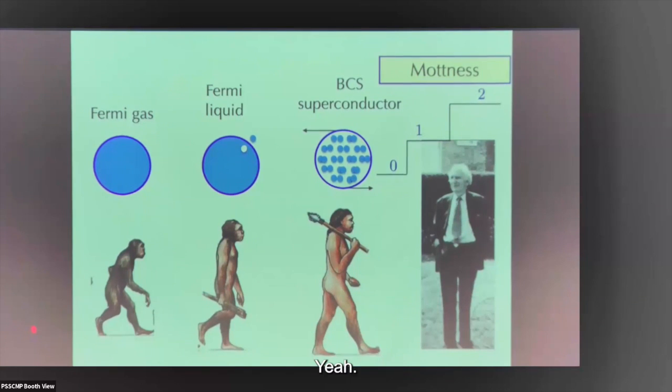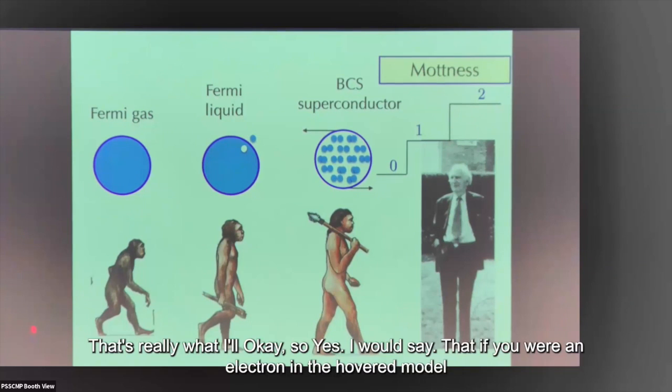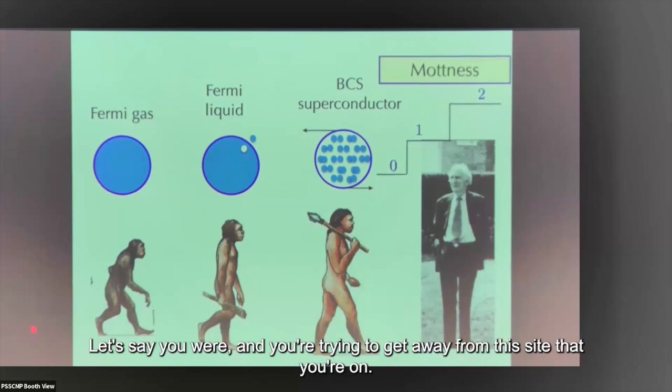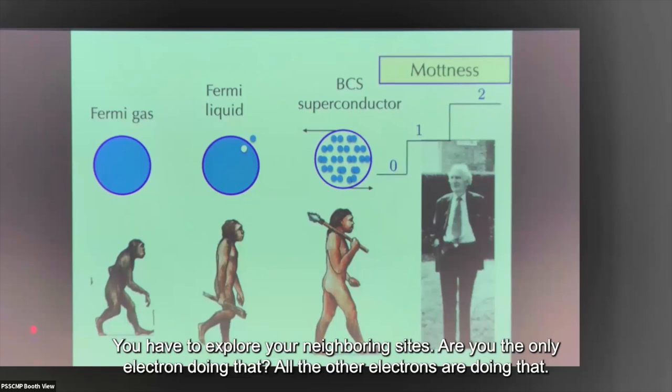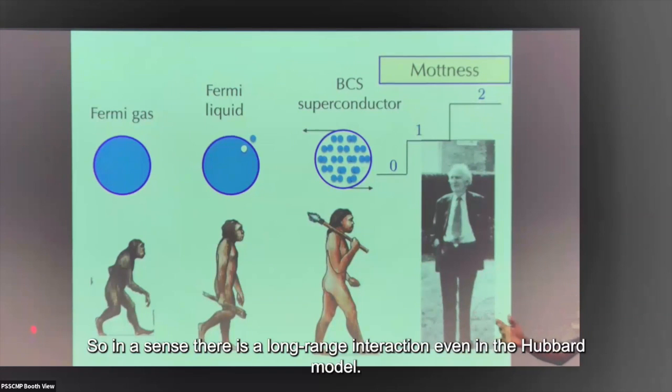Yeah. That's really what I'll talk about. Okay, so yes, I would say that if you're an electron in the Hubbard model, and you're trying to get away from this site that you're on, you'd have to explore your neighboring sites. Are you the only electron doing that? All the other electrons are doing that. So in a sense, there is a long-range interaction even in the Hubbard model.